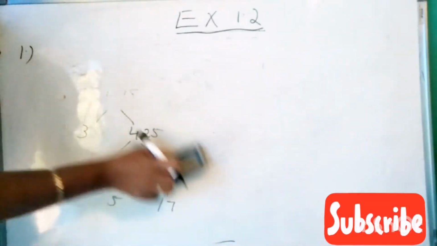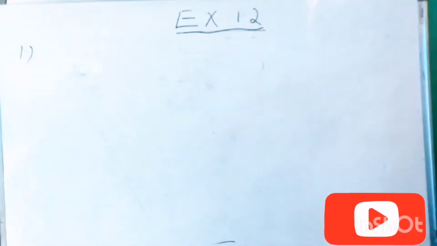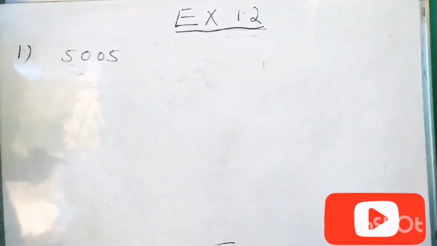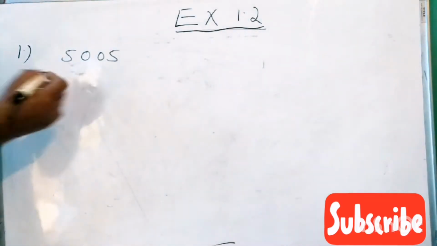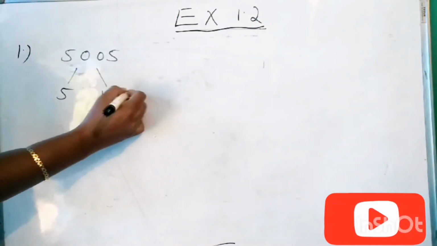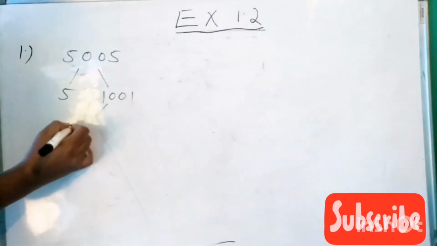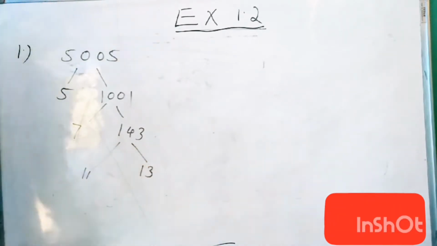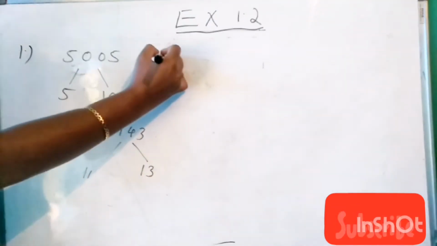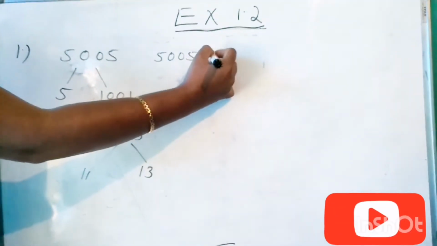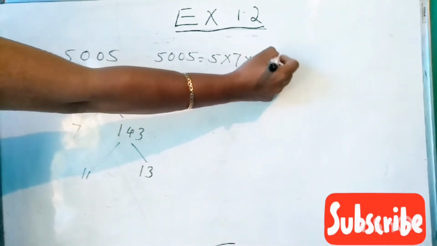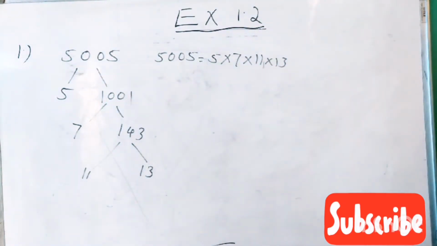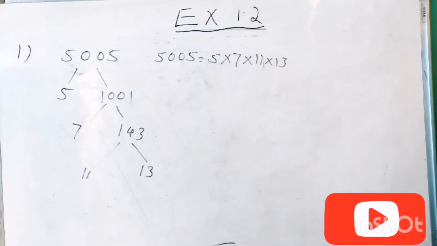Next number, 5005. So this is 5 into 1001. It is 7 into 143. It is 11 into 13. So the prime factorization corresponding to this is 5 into 7 into 11 into 13. That is the prime factorization of 5005.